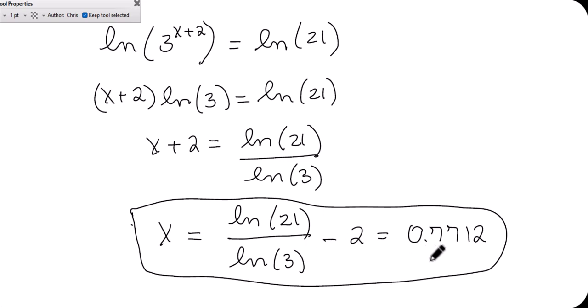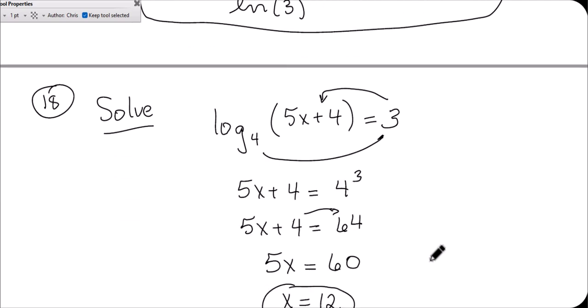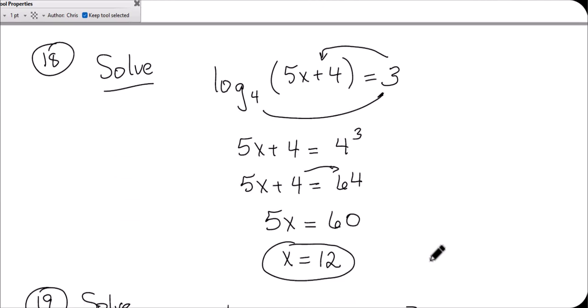All right. In 18, we are trying to solve a log problem.